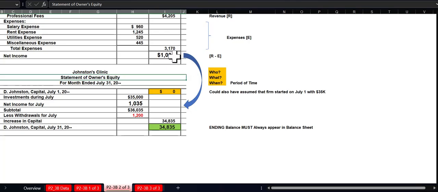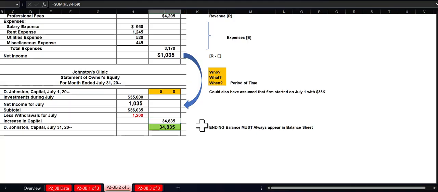So notice that we have a 0 here because we are assuming that on July 1st, there was nothing as far as capital, because the investment by the owner took place other than on the 1st of July. But if it did, then we could have had this as the beginning balance. But in any case, we're saying it's 0, and then the 35,000 would be an investment during the month. Then we add the profit and we subtract the withdrawal or the drawings, and this is our net.